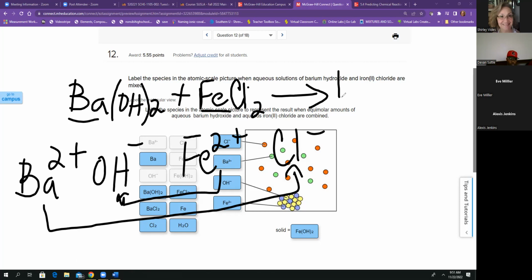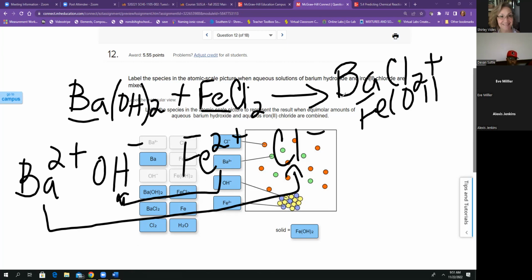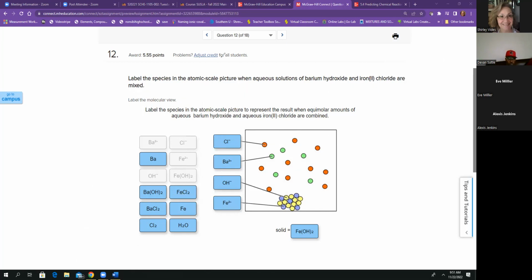Okay, so this one in particular is going to actually end up being barium chloride plus iron hydroxide. And this one, I put it like that because that's the precipitate. That's the one that falls out of solution. Okay, so that reaction happens. All right, that's that one. Let me clear all that stuff. All right, so the next one.